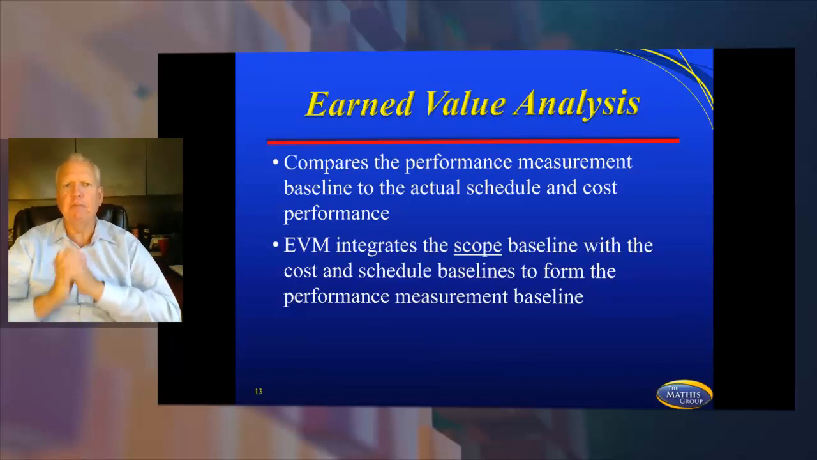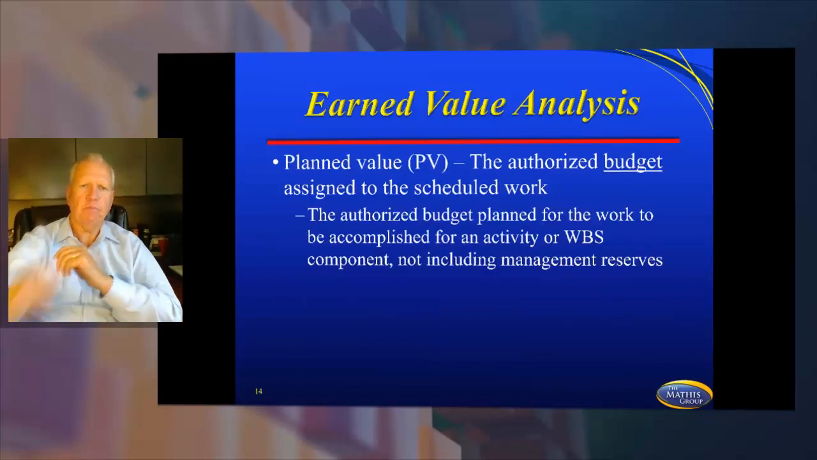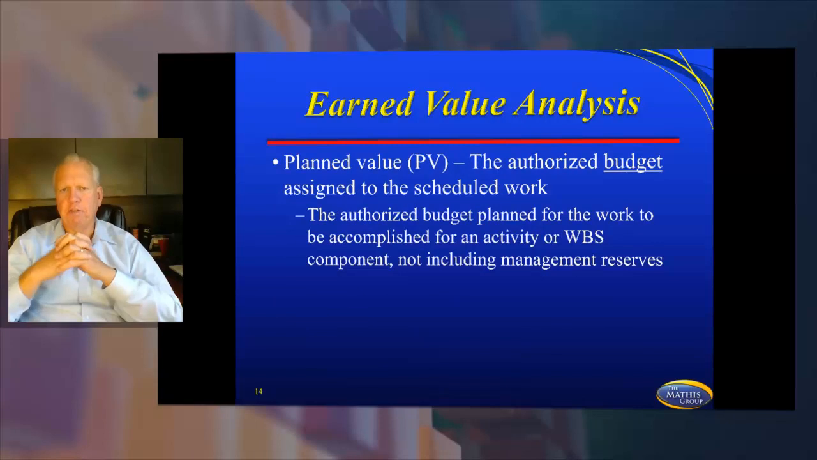So EVM is earned value management. EMV is expected monetary value. Plan value, PV, is the authorized budget assigned to the scheduled work. The authorized budget planned for the work to be accomplished for an activity or WBS component, not including management reserves. Remember, management reserves are always controlled by management.